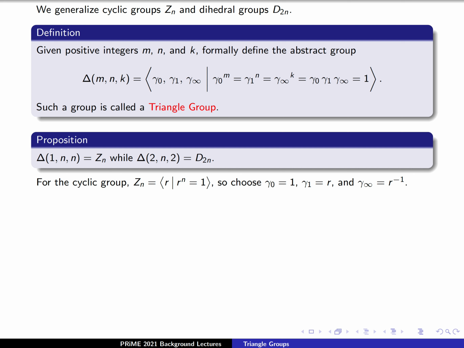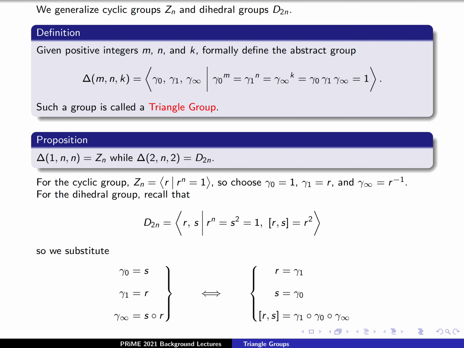For example, in the case of delta 1, n, n, we can think of the cyclic group Z sub n as generated by the rotation r. In this case, we can choose gamma 0 to be the trivial rotation, gamma 1 to be the rotation r, and gamma infinity to be the inverse of the rotation r. Now it's easy to see that gamma 0 to the m, gamma 1 to the n, gamma infinity to the k, and gamma 0, gamma 1, gamma infinity are all equal to 1.